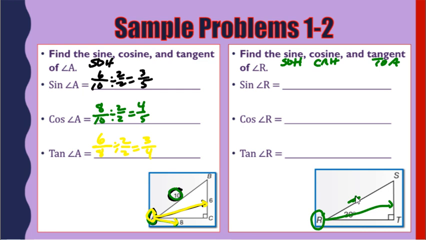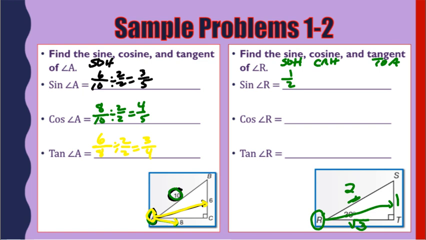In a 30, 60, 90 triangle, the leg opposite the 30 is 1. The other leg is the square root of 3. And the hypotenuse is always twice the shortest leg, so that would be 2. Now if we write our ratios, opposite, which is 1, over hypotenuse, which is 2.